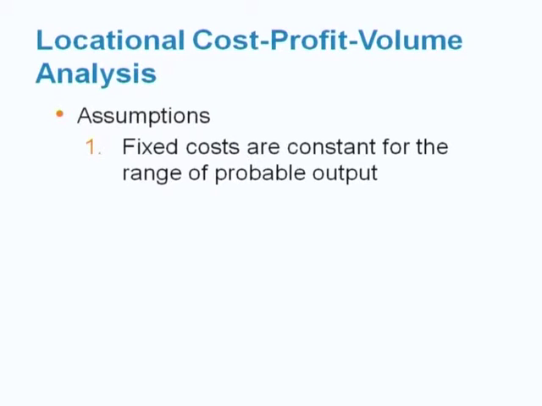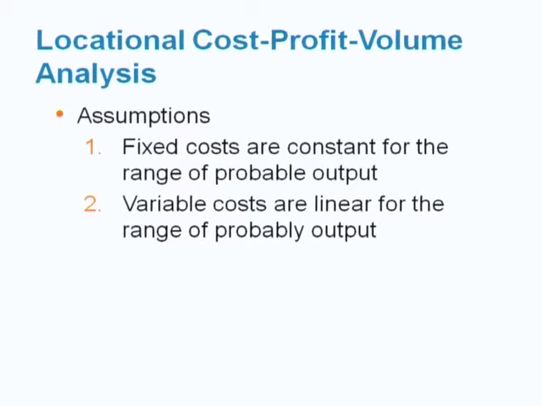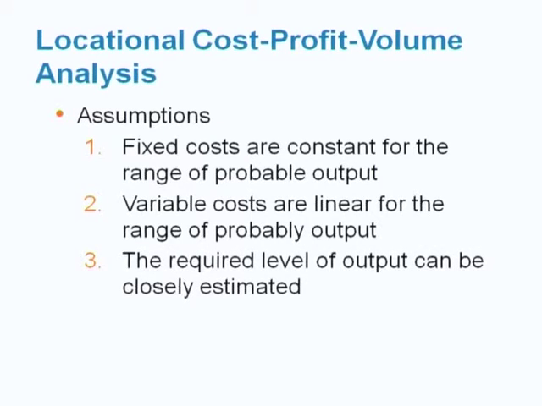Assumptions. Fixed costs are constant for the range of probable output. Variable costs are linear for the range of probable output. The required level of output can be closely estimated. Only one product is involved.